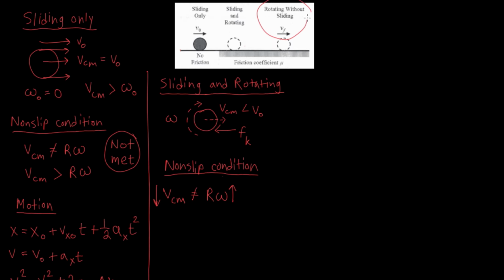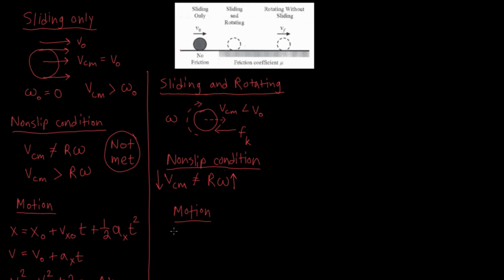The motion in which the non-slip condition would be satisfied is for the case in which the object is rotating without sliding. In that scenario, the non-slip condition would be satisfied. But since for right now the object is sliding and rotating, the non-slip condition is not satisfied. And so let's describe the motion of the object when it's sliding and rotating.